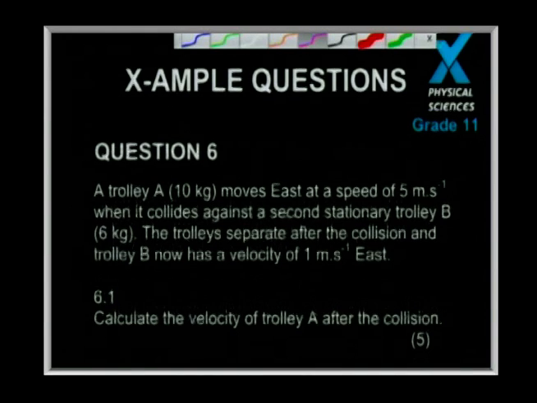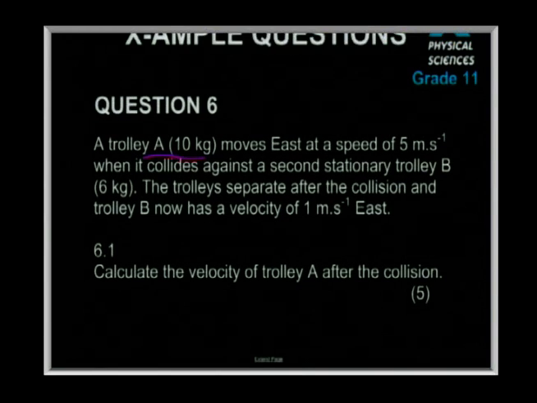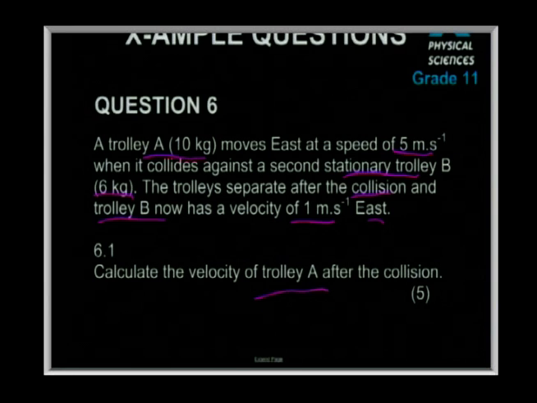We're going to be leaving the electricity behind and moving on to that section on mechanics. So let's get going with the first idea, and that's momentum. And we've got a question on momentum and impulse here. We're told trolley A of 10 kilograms moves east at a speed of 5 meters per second, and when it collides with a second stationary trolley of 6 kilograms, the trolleys separate after collision, and trolley B now has a velocity of 1 meter per second east. Calculate the velocity of A after collision.